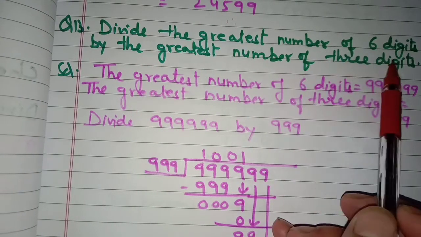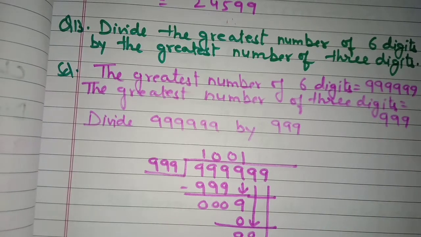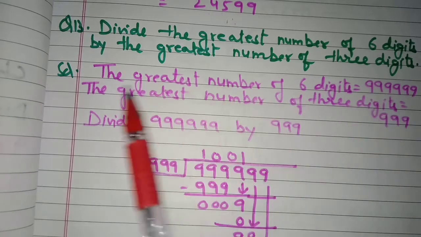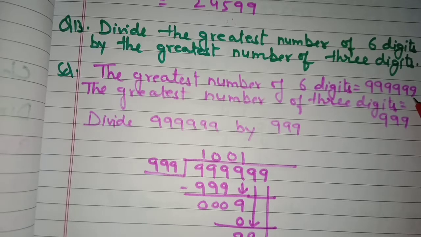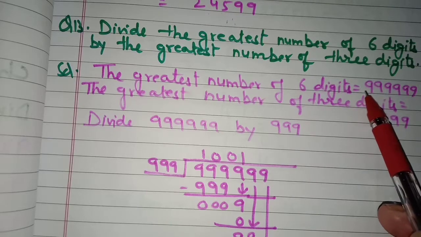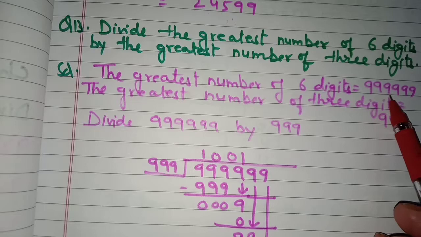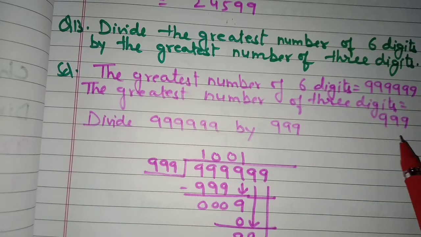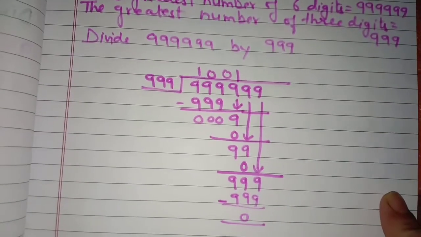Now next question number 13. Divide the greatest number of 6 digits by the greatest number of 3 digits. Now you have to find the greatest 6 digit number and the greatest 3 digit number. First of all, write down the greatest number of 6 digits. The greatest number is always formed by using the greatest digit, that is 9. And if it is the greatest 6 digit number, you have to write the greatest digit 6 times. So the number is 9,99,999. Then write down the greatest number of 3 digits. It will be 999. And now we need to divide both these numbers.